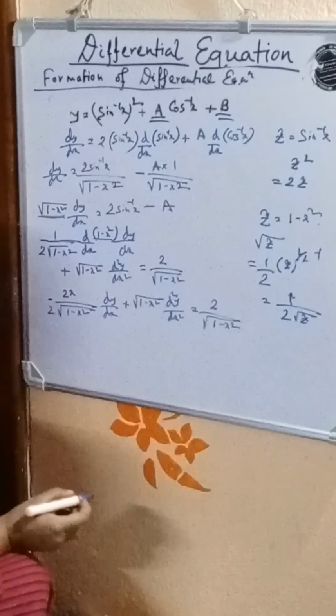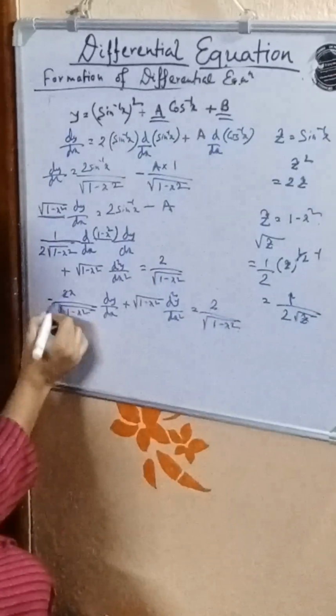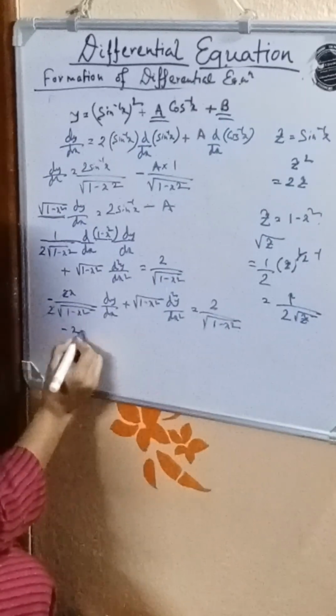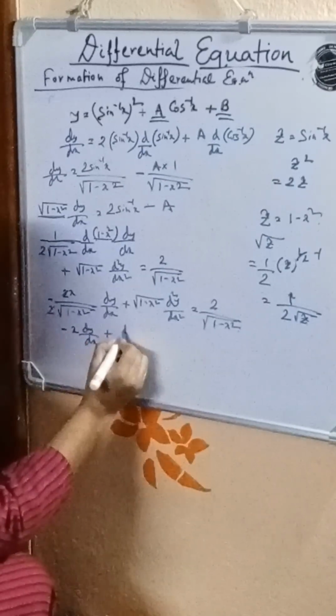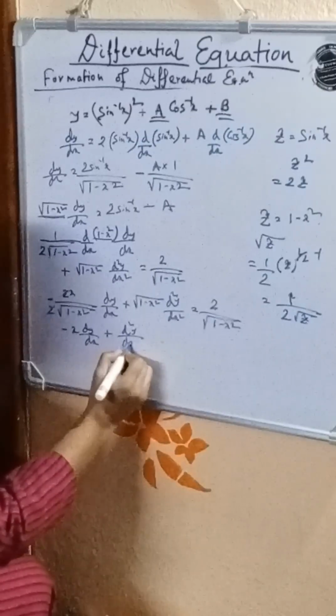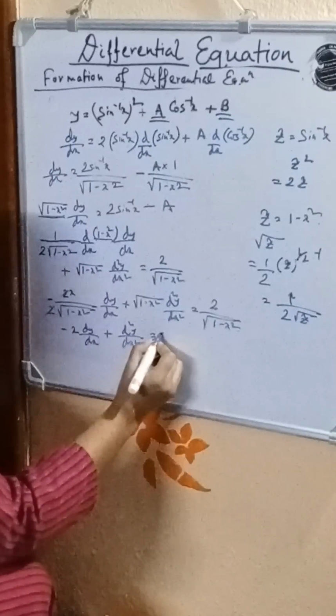Now multiply both sides by root over 1 minus x square, we get minus x dy/dx plus d2y/dx2 equals 2.